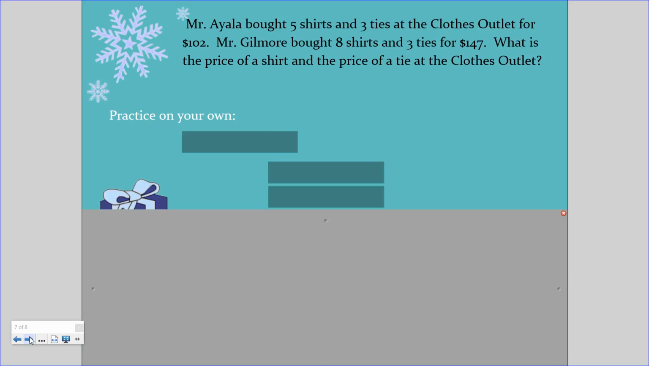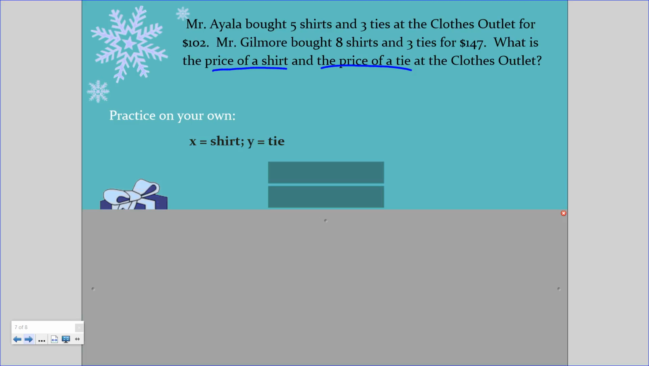Okay, here's our next example. Mr. Ayala bought 5 shirts and 3 ties at the clothes outlet for $102. Mr. Gilmore bought 8 shirts and 3 ties for $147. What is the price of a shirt and the price of a tie at the clothes outlet? So we've got to start by identifying our variables, figuring out what we're looking for. We're looking for the price of a shirt and the price of a tie. So right from there, let's name X and Y as that.